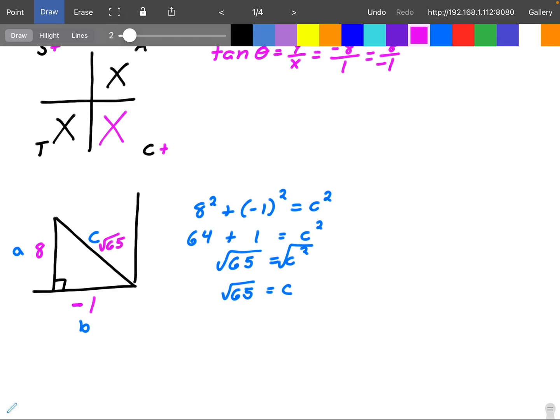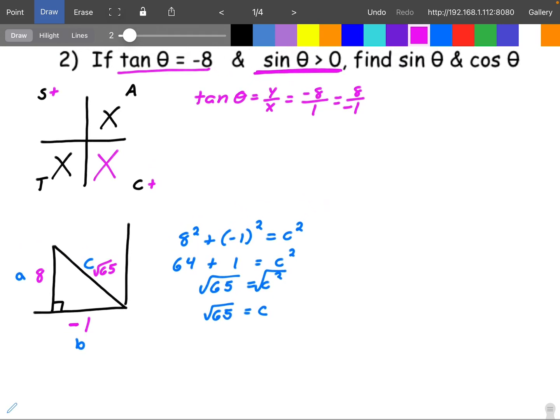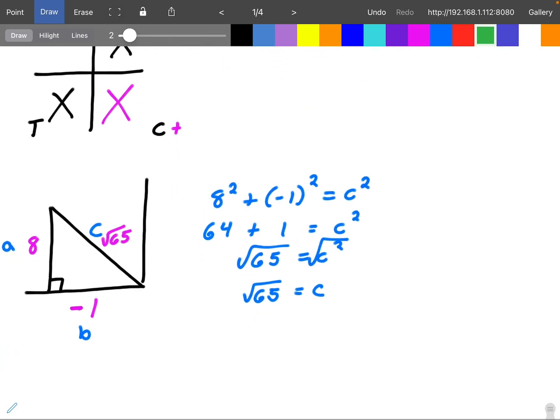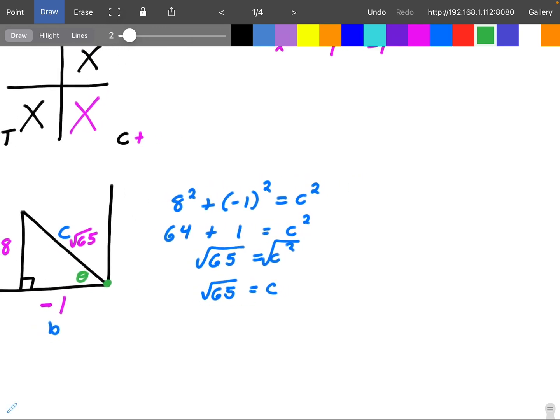Now that we have that triangle completed, we're going to go back up and see what it is that they wanted us to find. Well, they wanted us to find sine theta and cosine theta. So remember, your theta is always here at the center of your coordinates. So this is our origin, so theta will always be there.